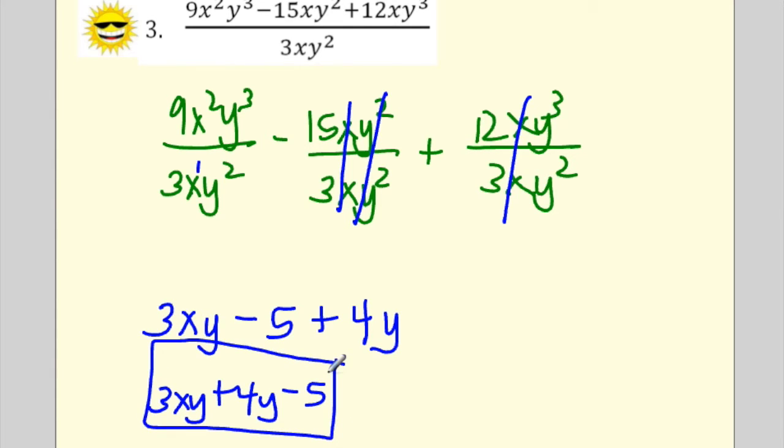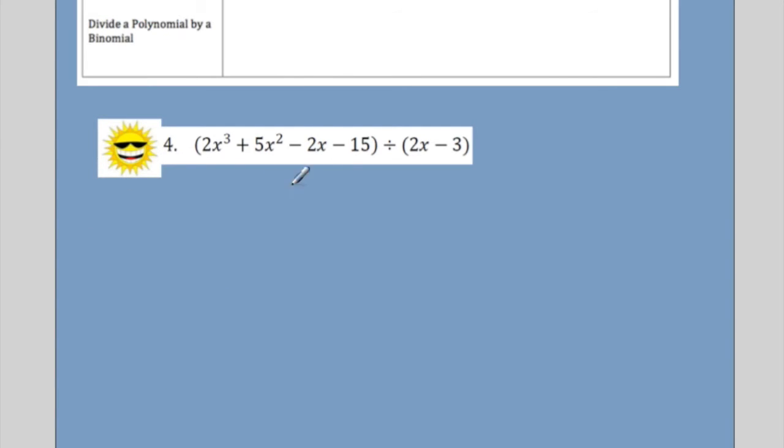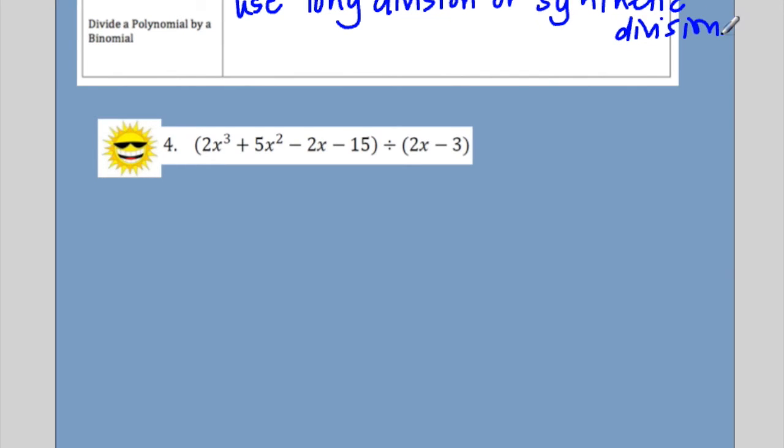Okay. So this was a polynomial divided by a monomial. Only one thing. This piece right here. Okay. Mono means one, so there's only one thing. Now we're going to move from a monomial to a binomial. Okay, so to divide a polynomial by a binomial, in order to do that, you need to use long division or synthetic division. Today, we are going to be looking at long division.